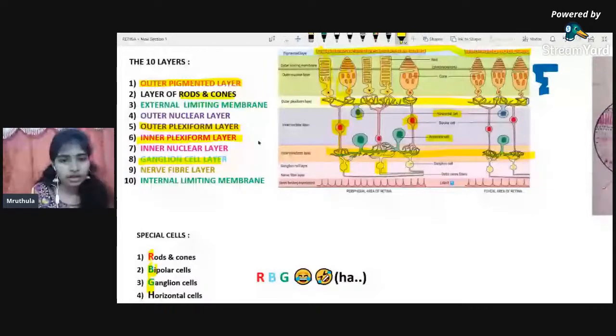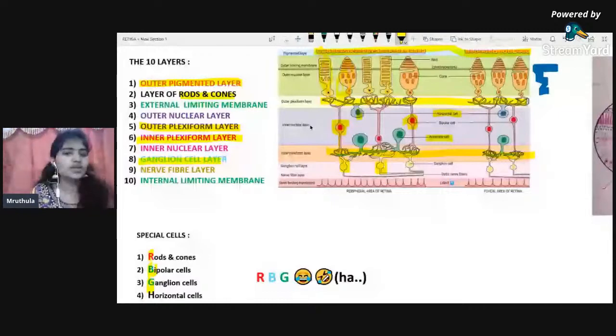Now, we need to see the other layers. The nuclear layer. Why do we call a layer as nuclear layer? Where does the nucleus locate in neuron? It is inside the cyton. So it's inside the cyton where we have the nucleus. So where there is a dense accumulation of cytons, we call that layer the nuclear layer. So similarly, like the plexiform layer, we have 2 layers, outer nuclear and the inner nuclear layer.